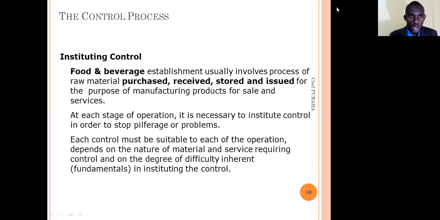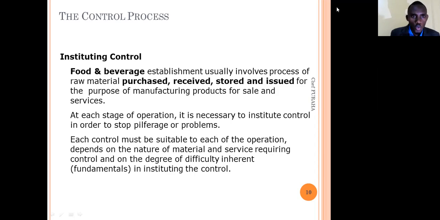Instituting control. When we talk about instituting control, it means that we are building up control by different standards and standard procedures on each and every control point of the food cycle. So we must have standards and standard procedures on each and every control point, because the control cycle is not one thing, it is a cycle. It starts with menu planning, goes to purchasing, receiving, storing, issuing, production, and service. Therefore, we must have standards and standard procedures on each and every point in the food cycle. And those points are called control points.